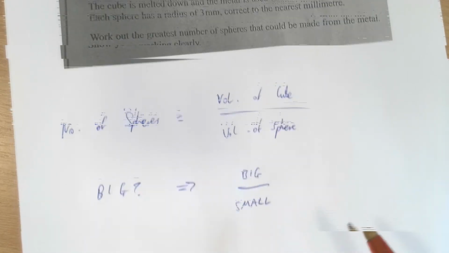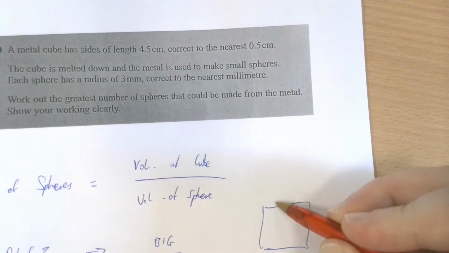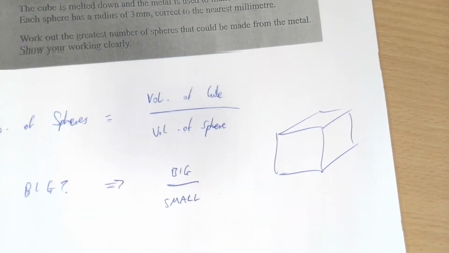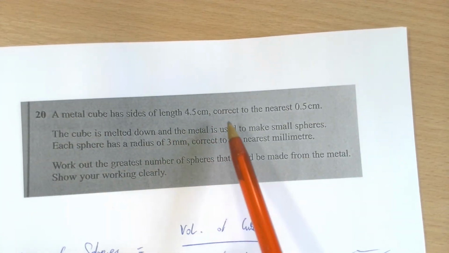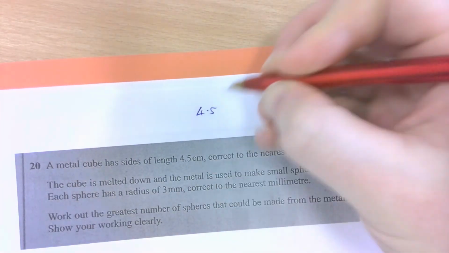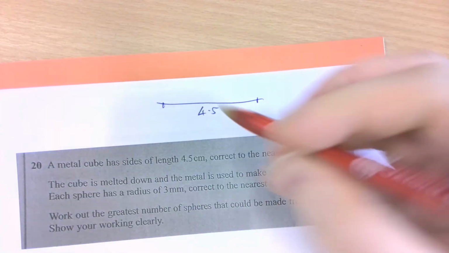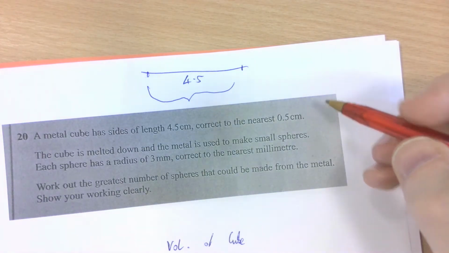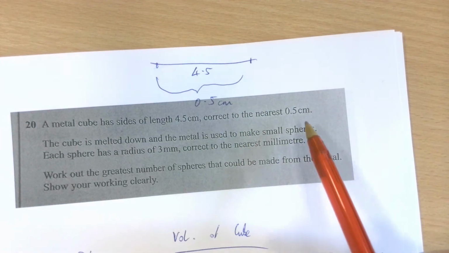Okay, let's take a look at the cube. Let me sketch one here. Here's my little sketch of a cube. I'm going to physically represent what I've got here. It's not Pablo Picasso's finest work, but that doesn't matter. Its side lengths are 4.5 centimeters, correct to the nearest 0.5 centimeters. What does that mean? It's been rounded. There is a range of values around 4.5 that it could fall between, and the length of that range is 0.5 centimeters. That is what it means to round to the nearest 0.5 centimeters.